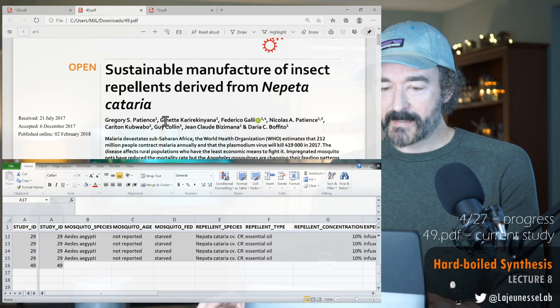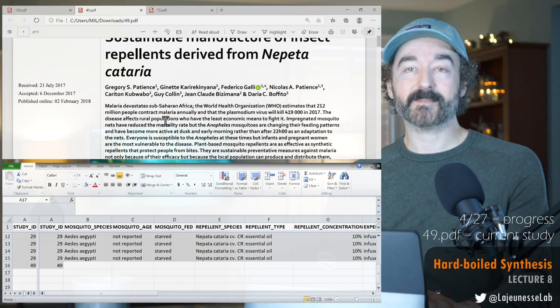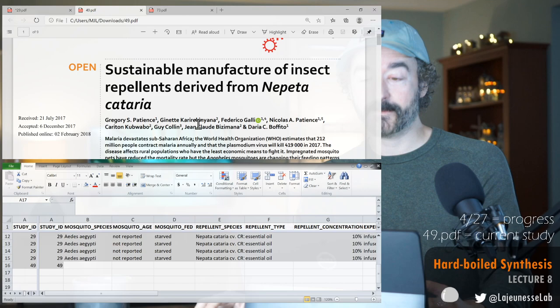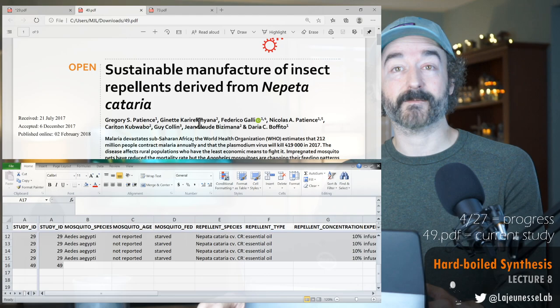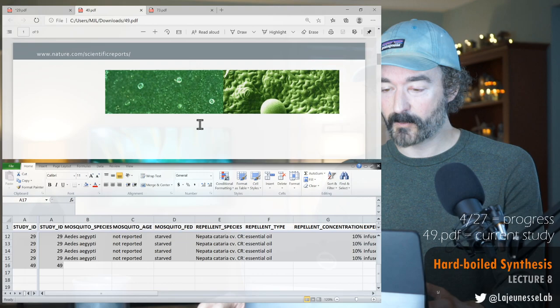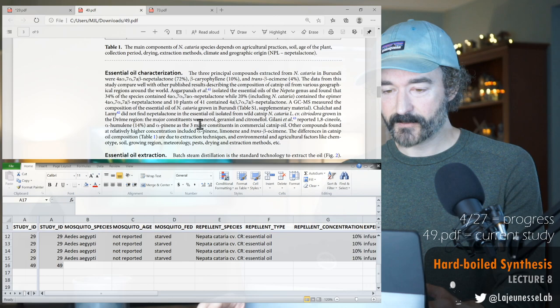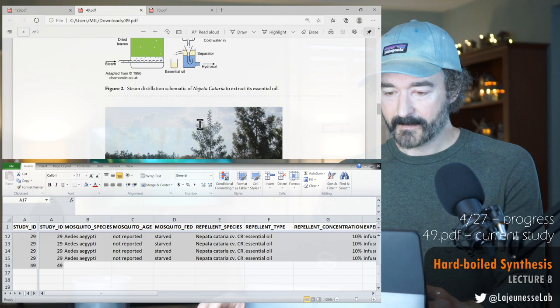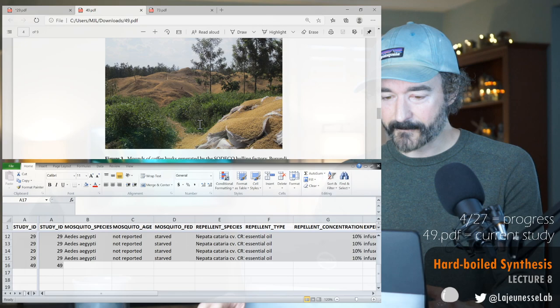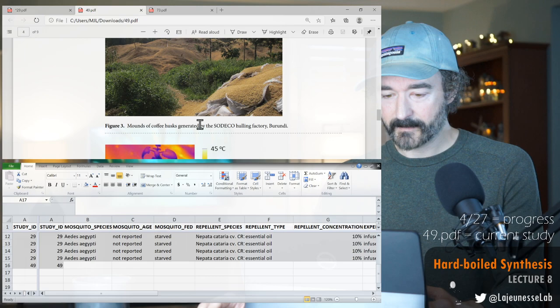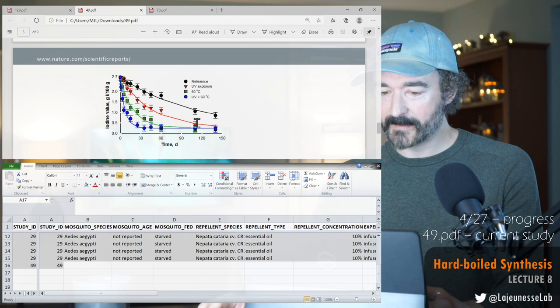Okay, so I had identified this study as one that reported repellency activities, but it's clearly not focused on that. It's mostly focused on trying to learn ways to derive the compounds from catnip. So I'm just going to quickly scroll to see if there's a plot or figure reporting data. It's usually the quickest way to figure out essential oil extraction, essential oil stability study. Then look at that, beautiful. This is nice. Mounds of coffee husks generated by hulling factory. Okay, so they are really just going full into trying to figure out how to process the chemical.